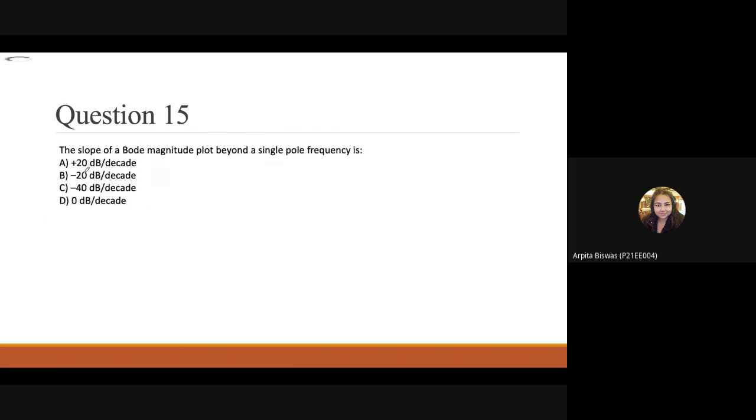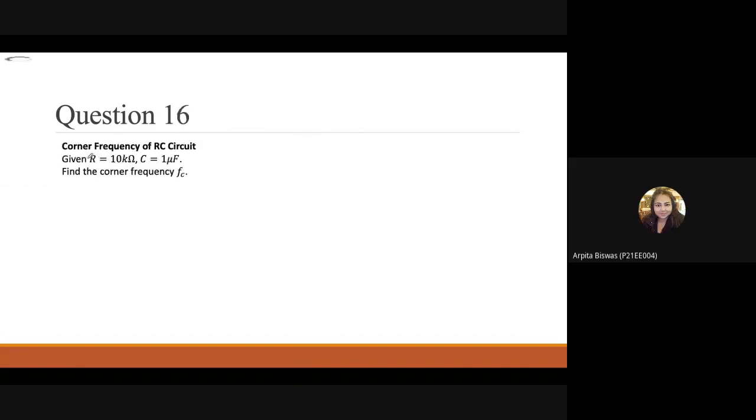This is question number 15. The slope of a Bode plot beyond a single pole frequency is. Option B, minus 20 decibel per decade. Question number 16. Corner frequency of an RC circuit, given R equal to 10 kilo ohm and C equal to 1 microfarad. So you have to find the corner frequency. Take your time and try to solve.